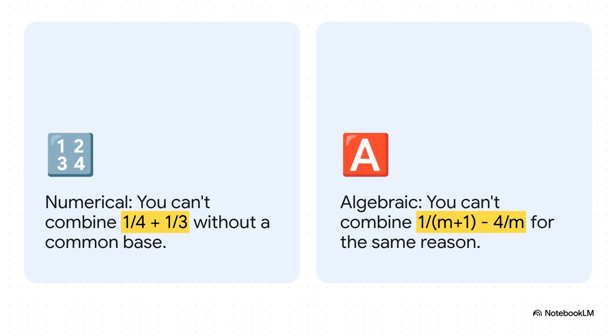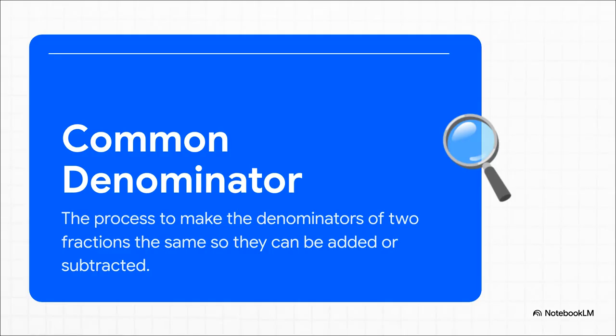It's like they're speaking two totally different languages. Trying to add 1/4 and 1/3 just doesn't work. And it's the same exact problem with the algebraic ones here. They just can't be combined yet. They need to find some common ground first. And that common ground has a name. It's called the least common denominator, or the LCD. Think of it as the shared language that our fractions need so they can finally talk to each other. Finding that LCD, that's the key that unlocks the entire problem.